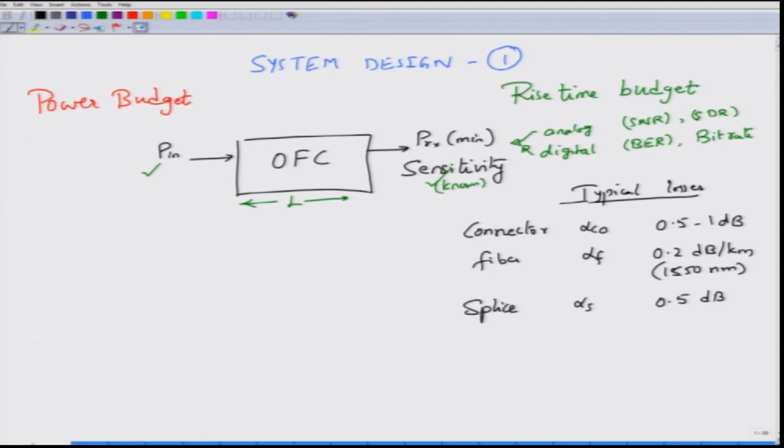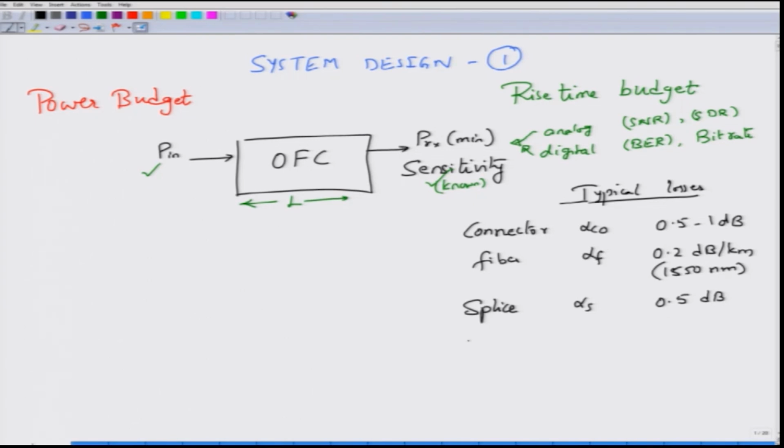Fiber loss at 1550 nanometer, this again is a variable for the system designer. You have to choose which wavelength window you are going to operate in. So, that loss is 0.2 dB per kilometer. The splice loss, as I mentioned, will be around 0.5 dB for each splice. So, if you increase the number of splices, then the total splice loss also goes up. Now, what is the power budget?